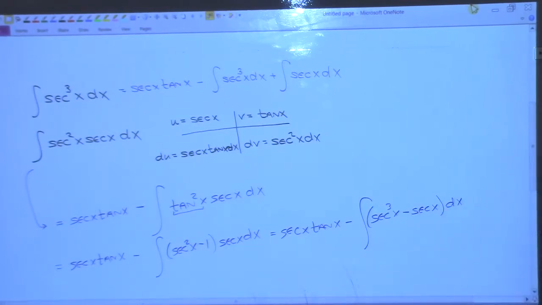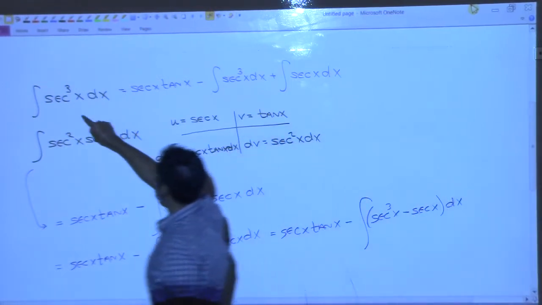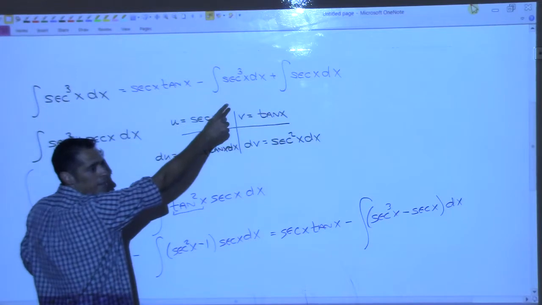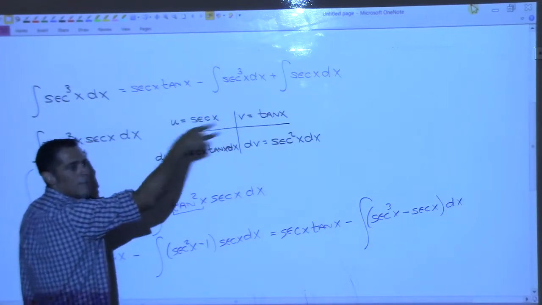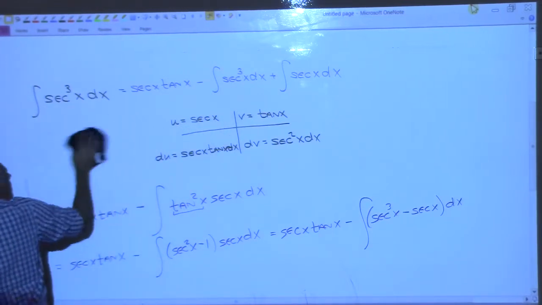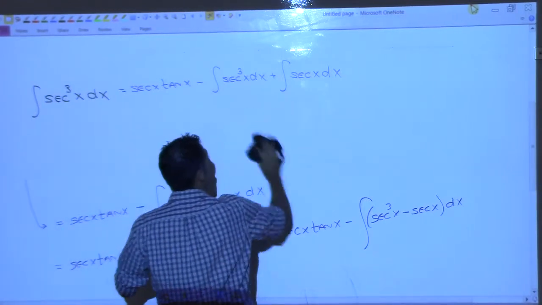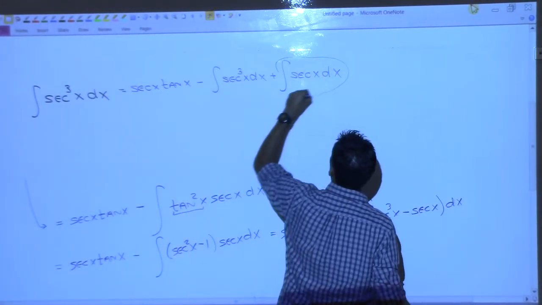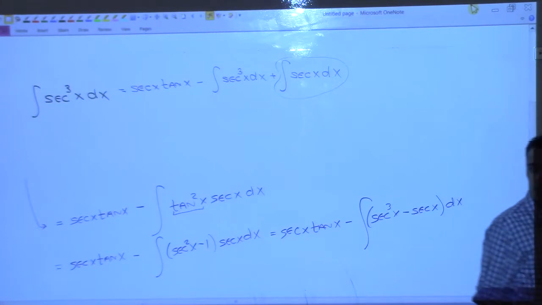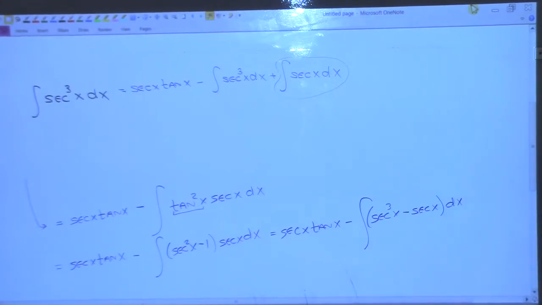Now do you see it? This has happened one time before to us, where the integral we were looking for actually appeared over here again. Do you see it? And we can bring it back over. Now, we still have this one, don't we? But we did that already, didn't we? The antiderivative of secant x is natural log of secant x plus tangent x. So we already know the antiderivative of that.